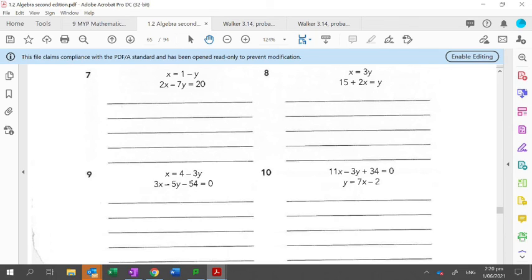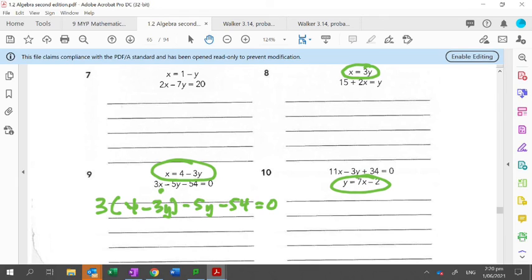The only reason you'd want to use substitution is if you have something like this. What do you notice about this? X is already by itself there. So all I have to do is plug all that stuff in place of this X. And it makes an uglier equation, which you still have to solve, right? And again, this one is good for substitution because X is by itself. This one is good for substitution because Y is by itself. In order to use elimination, I'd have to move stuff around because I want my X's and Y's lined up and my numbers lined up.